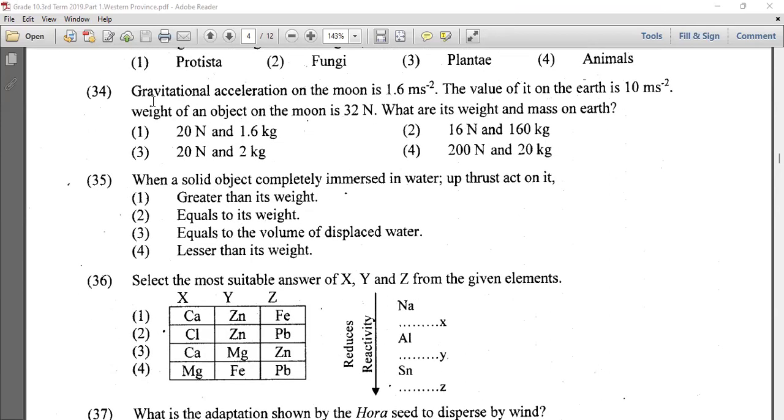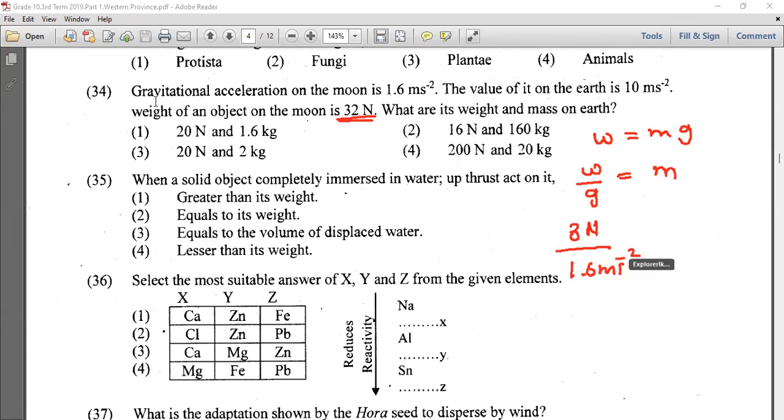So we can find the mass of this object on Earth. They have indicated the weight of the object on the moon is 32 newtons. So weight equals mg, right? We have to find the mass. Weight divided by gravitational acceleration of the moon is equal to the mass. Weight is 32 newtons, gravitational acceleration of the moon is 1.6, right? 32 divided by 1.6 is 20. 20 kilograms would be the mass of this object on the moon.